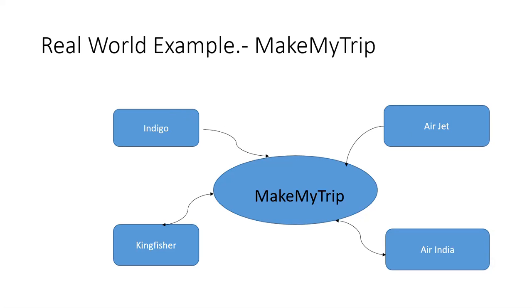So we are the client. That means we send a request to Make My Trip to book an air ticket, and Make My Trip uses the web service to fetch the data from the different services.